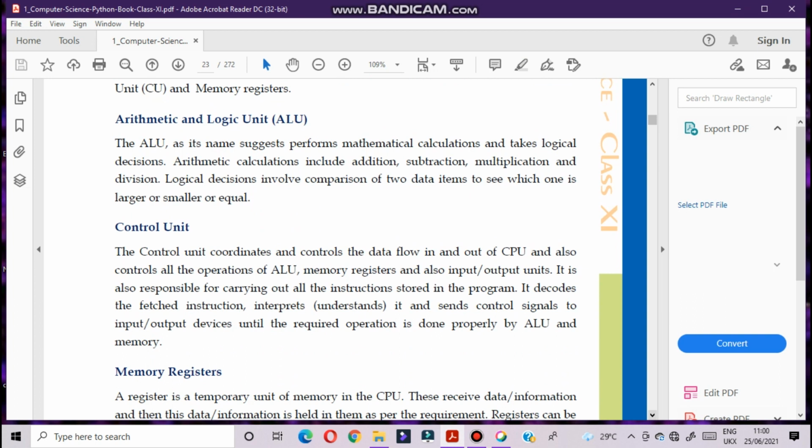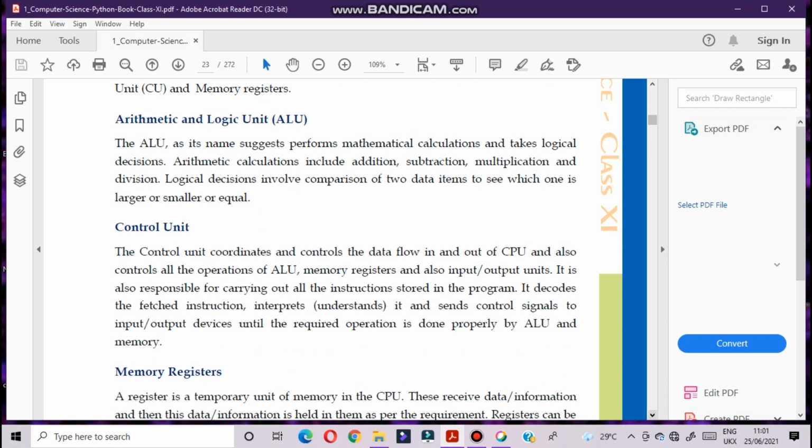Now we will move on to the arithmetic and logic unit. The ALU, as its name suggests, performs mathematical calculations and takes logical decisions. Arithmetic calculations include addition, subtraction, multiplication and division. Logical decisions involve comparison of two data items to see which one is larger, smaller or equal.